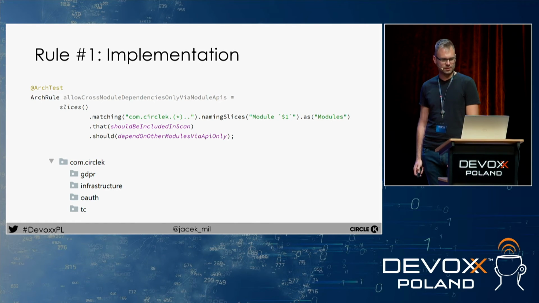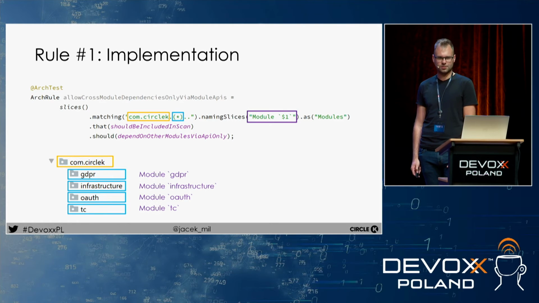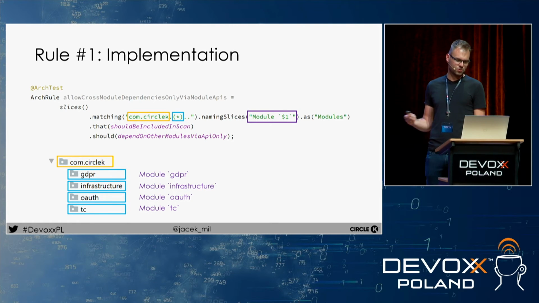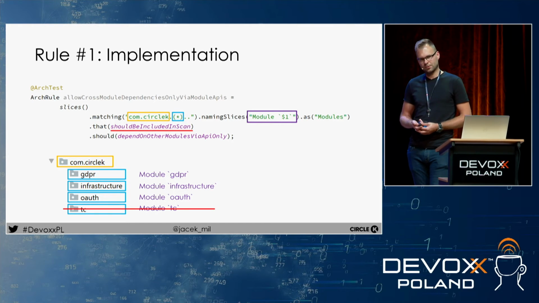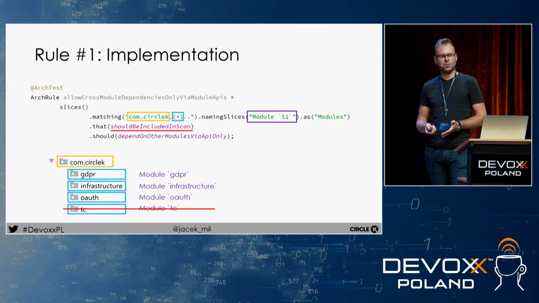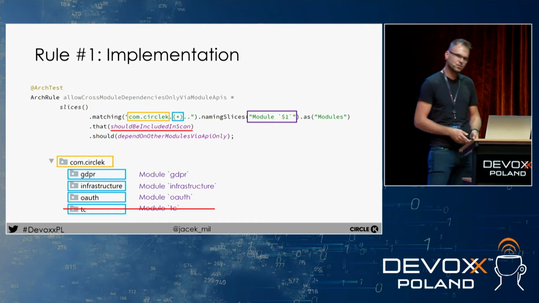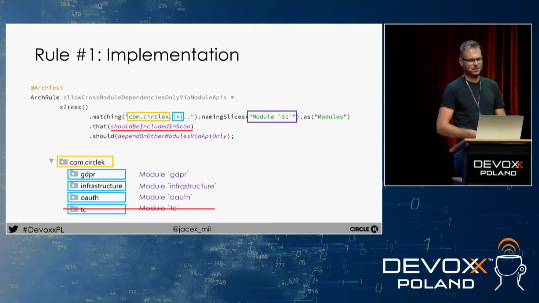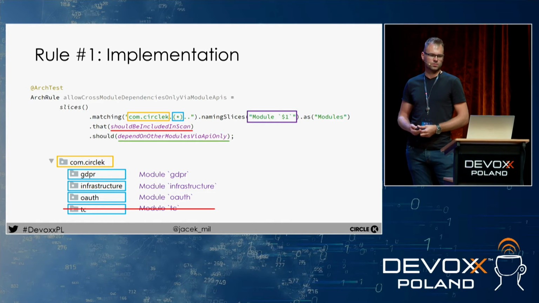So we have a slice that is taken from the top-level package. We take everything from this package. We call it a module starting from now, which is the module GDPR infrastructure of NTC. And we cross out, because we don't want to scan everything right from the beginning. We want to just enable next modules in turns, because, well, 3,000 violations, right? We can't enable all at once. And the rule itself: the modules should depend on other modules via API only.